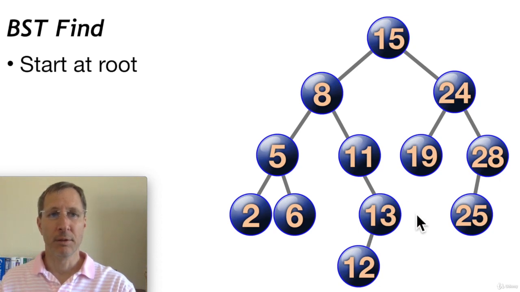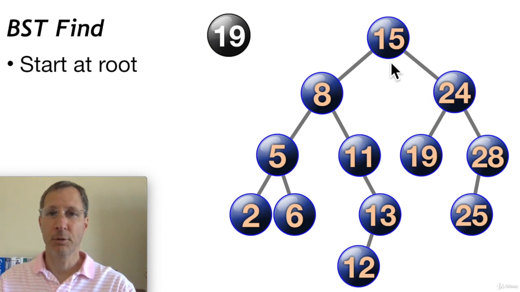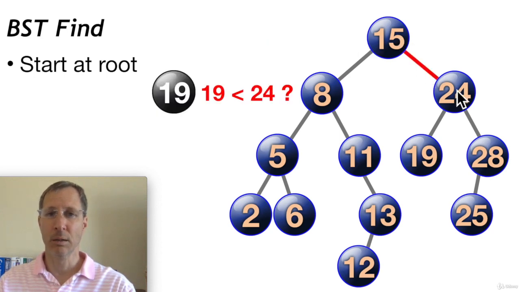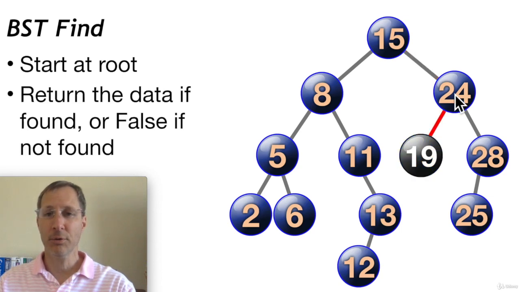Now let's look at the find method. Again, with find, we'll always start at the root. Here it's 15. And we're going to do comparisons. So if we want to find 19 in this tree, we're going to start by comparing 19 to 15. Is 19 less than 15? No, it's greater. So we descend down the right subtree. And then we compare 19 to 24. 19 is less than 24, so we go down 24's left subtree. You can see how with each comparison and decision, we descend down one subtree. That cuts in half the number of remaining possibilities to locate an item.